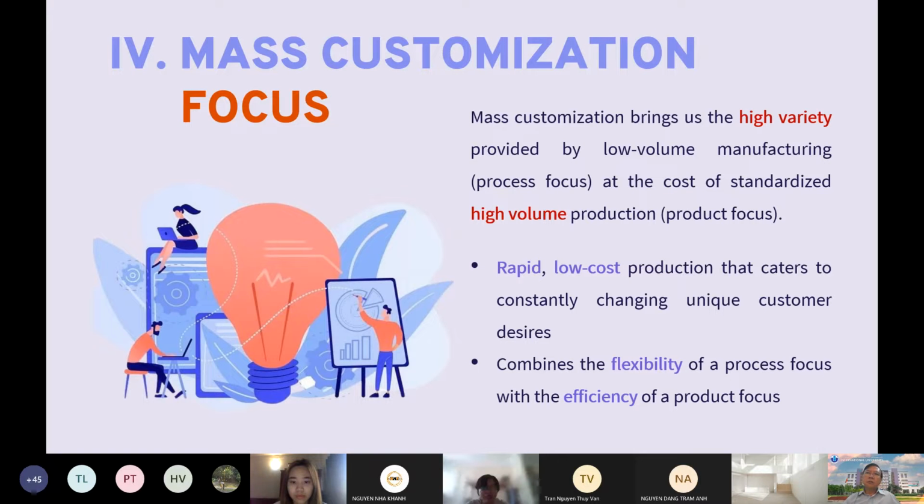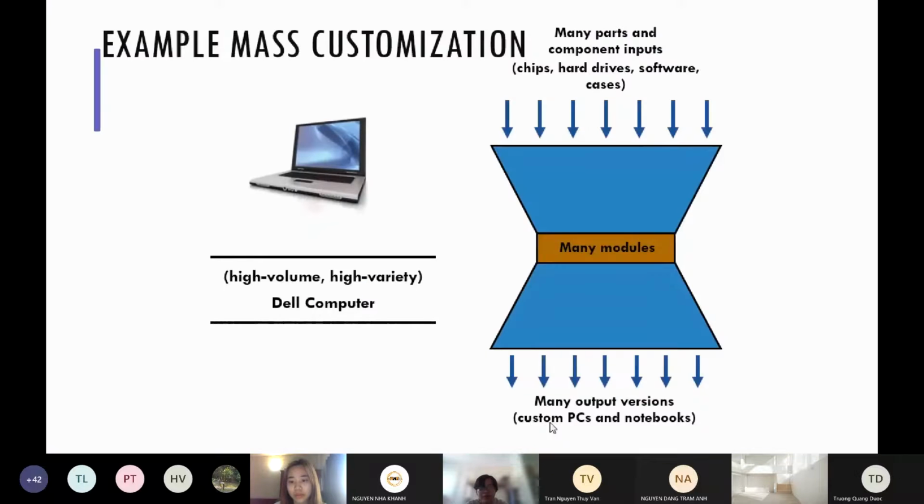Our final process strategy is mass customization, and here we are trying to combine the flexibility of the process focus with the efficiencies of product focus. We want to achieve both high volume and high variety too, trying to satisfy every customer, and the manager has to improve the product quality while reducing cost. A typical example used for mass customization is Dell computer, which is amazing. You order a customized computer and it arrives a few days later at your house.